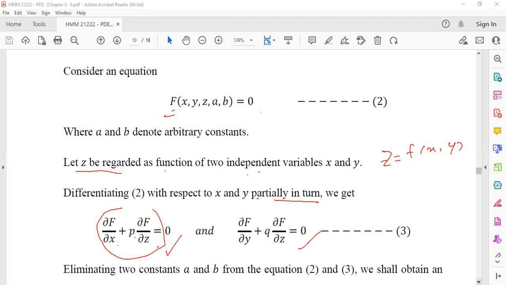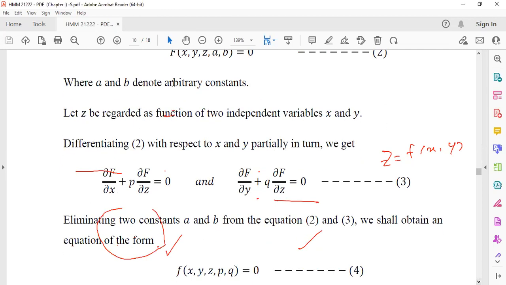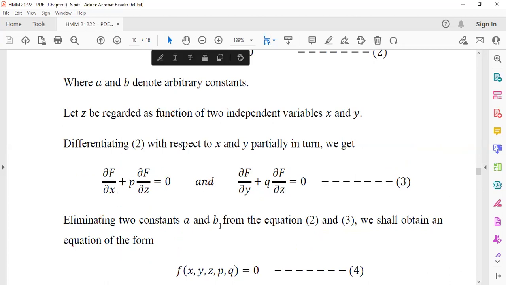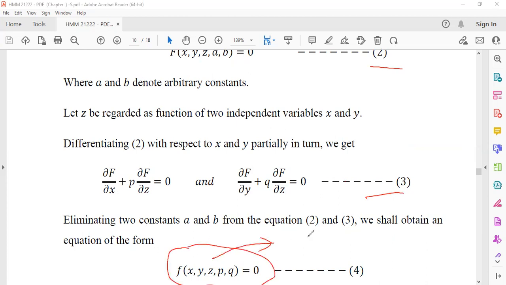So eliminating the two constants a and b from equations number 2 and 3, we shall obtain the equation of this one. In this equation, x can be there, y can be there, z can be there, p, q, but not a and b. So a and b are arbitrary constants. That is our purpose now. We need to eliminate the arbitrary constants to form this equation from the solution.